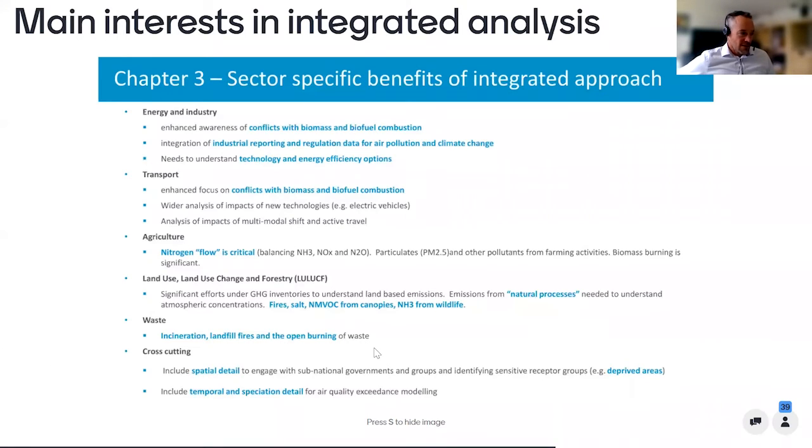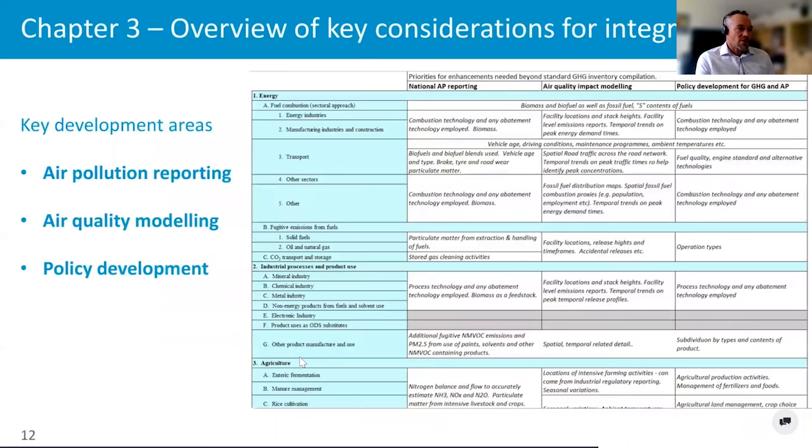Waste, we've got landfill, fires, incineration, open burning, which is much more important for air pollutants and greenhouse gases. And then we've got this cross-cutting need to improve the data that's traditionally been compiled on greenhouse gases to improve it for air pollutants, looking at spatial detail, temporal detail, and a lot of other information needed to get to the health benefit modeling. This is a table which breaks down the analysis and the guidance that we're providing. So looking for each of the sectors and subsectors, the type of things to have in mind with data collection, data analysis.